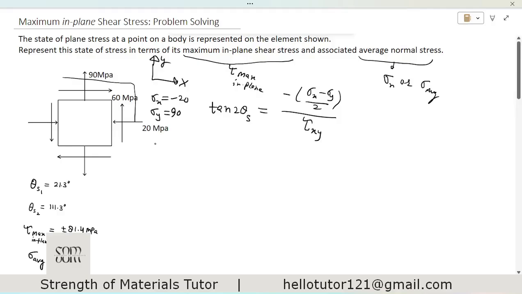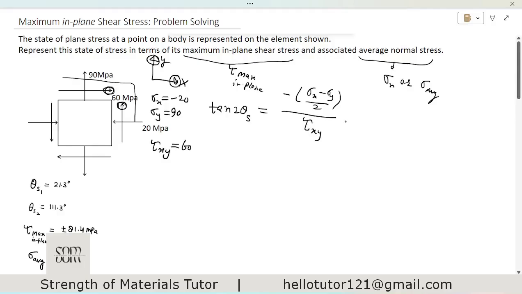Now tau xy. We can find the sign of tau xy based on either this one or this one. If we consider this one, you will see it is in the same direction as this axis. And if we consider this one, we can consider any of these two, again it is in the same direction as that of this axis. So tau xy is again positive because it is in the same direction as this coordinate system. The magnitude is 60 megapascal.